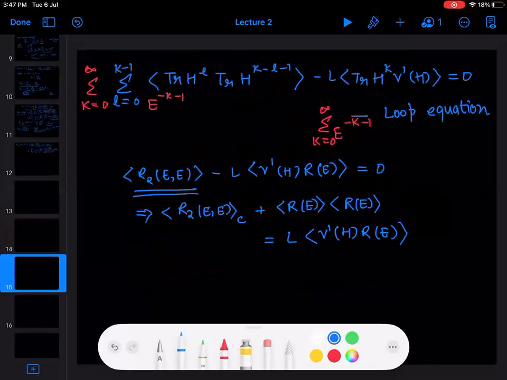Okay, so in terms of connected correlators, this is your loop equation. You can also call it the master loop equation, and then you can keep on operating with your loop insertion operators to get the higher order loop equations.